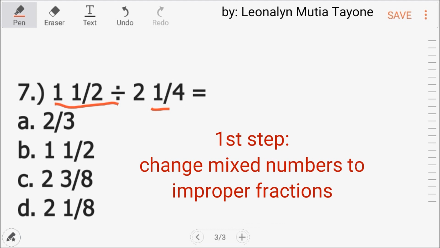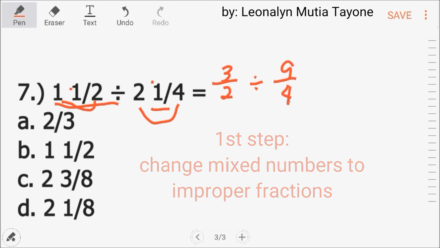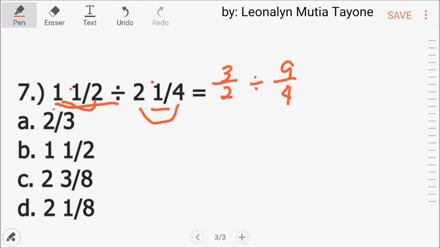Mixed numbers again. Let's make them improper fractions. So 2 times 1 equals 2 plus 1 equals 3, over 4 times 2 equals 8 plus 1 equals 9. Okay, so 1 and 1/2 is equivalent to 3/2 and 2 and 1/4 is equivalent to 9/4. Just copy this, 3/2. The division becomes multiplication. Then the reciprocal of this is 4/9.